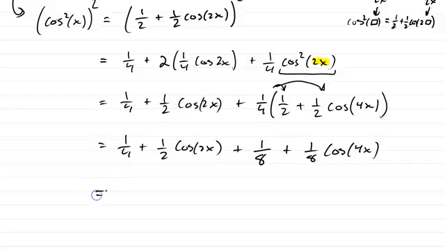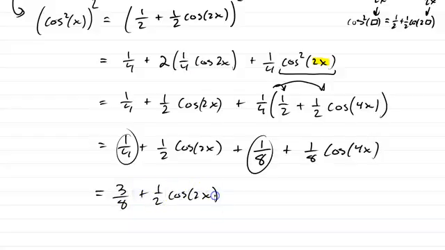Alright, so finally I've got to combine like terms, and then I'm going to be done. So 1/4 plus 1/8, that would be 2/8 plus 1/8, so that's 3/8, plus 1/2 cosine of 2x plus 1/8 cosine of 4x. So it's using the same formula over and over really, and then FOILing. We don't have any more powers now, so this is an equivalent expression.